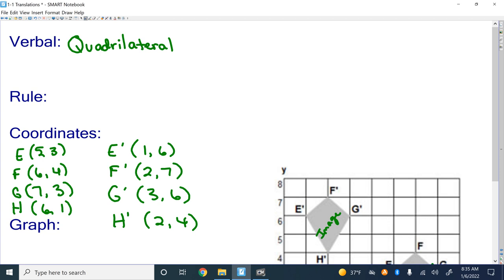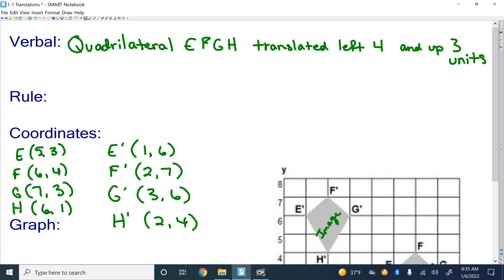So quadrilateral E, F, G, H is translated. Good. What did we say? Left 4, up 3. Left 4 and up 3 units.